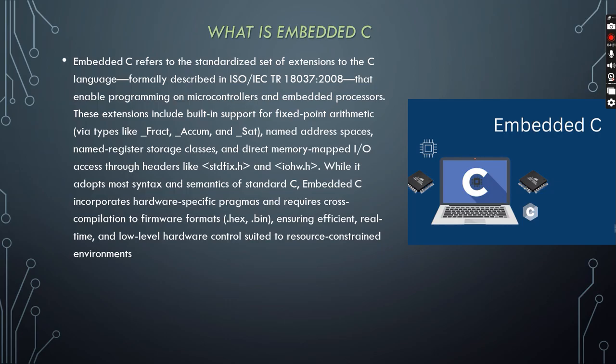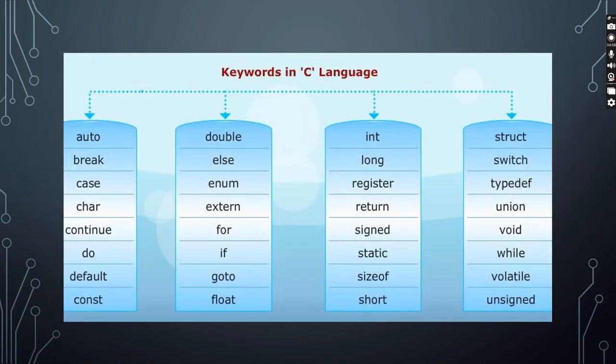What is embedded C? Embedded C refers to the standardized set of extensions to the C language. It is an extension of the C language, which is an updated version of C. It is mostly used in embedded systems. Embedded C incorporates hardware-specific pragmas and requires cross-compilation to firmware formats, ensuring efficient, real-time, and low-level hardware control suited to resource-constrained environments.